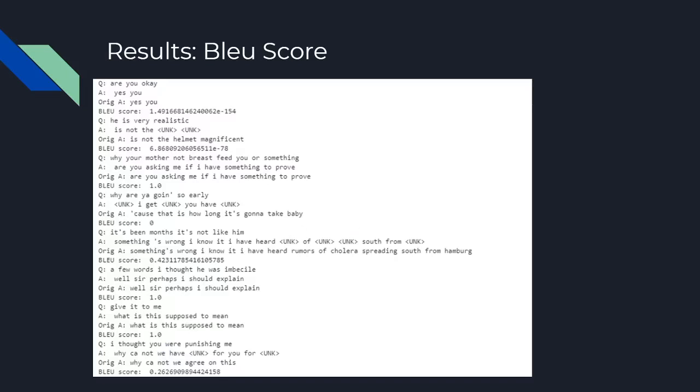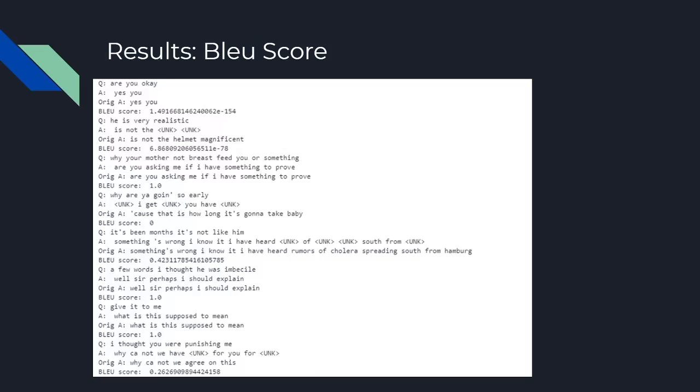As for the model evaluation, we used the BLEU score metric, but one of the issues we faced while evaluating the output was the inconsistency of the BLEU score. Here, Q means the question that we are giving, A means the output or the response the chatbot has given us, and original answer is the answer for this particular question.